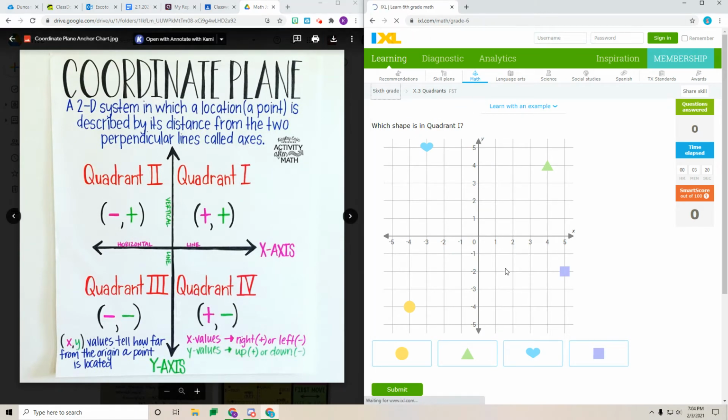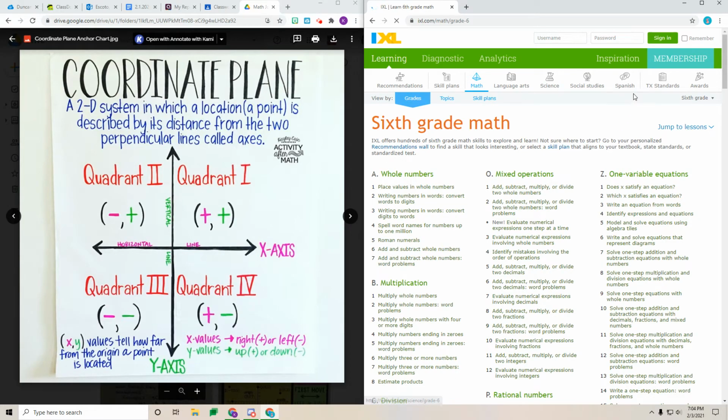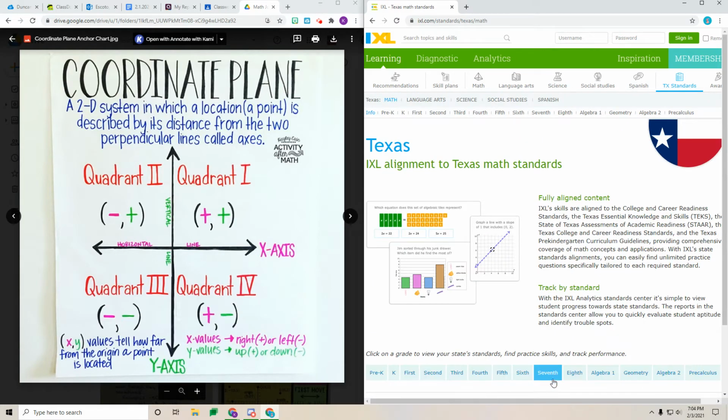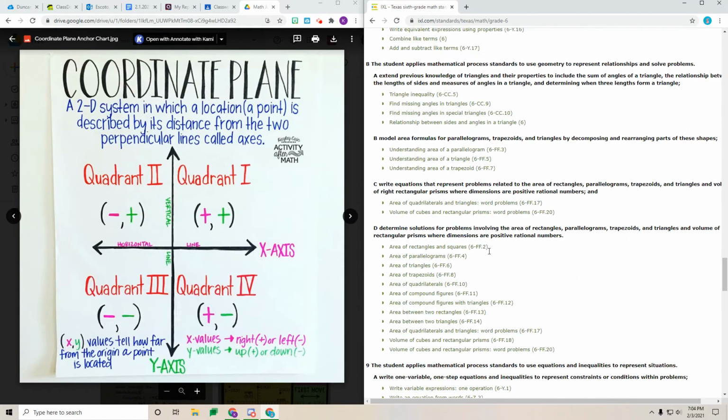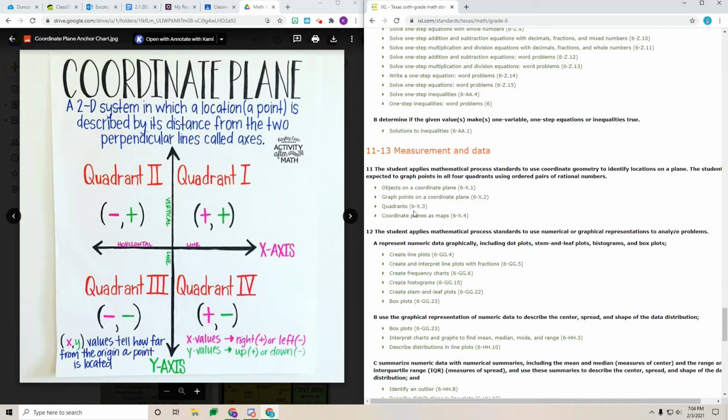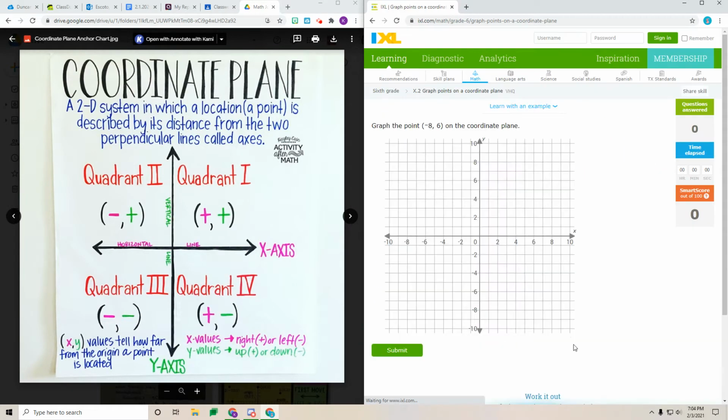Oops, I thought I had it pulled up correctly, but let me find it real quick. Okay, so let's graph some points. So here I have -8 comma 6. Okay, you see it right here. It says graph the point -8 comma 6.